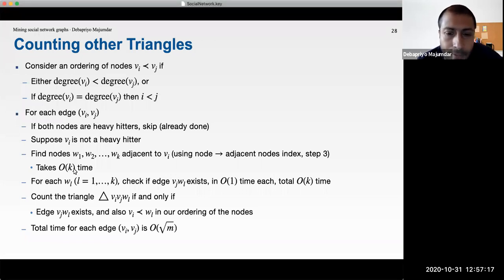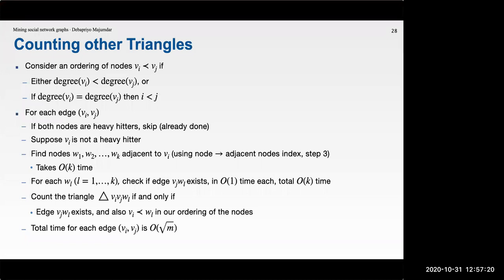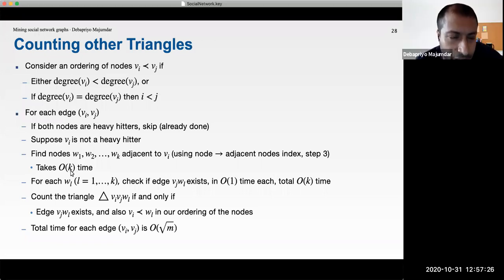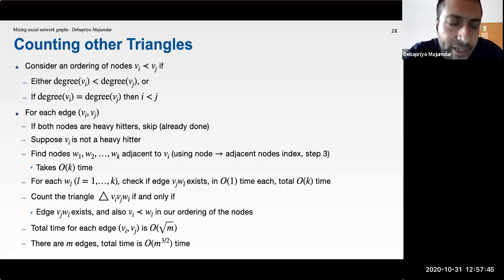Anybody? Less than root m. Less than root m, because Vi is not a heavy hitter node. So let's say order root m. So we do this order root m thing m times. So the total time for each edge will be order root m, and then for m edges the total time will be order m times root m, that is m to the power 3 by 2. So to count heavy hitter triangles, it took us order m to the power 3 by 2. Also to count non-heavy hitter triangles, it took us order m to the power 3 by 2. So it's totally order m to the power 3 by 2.